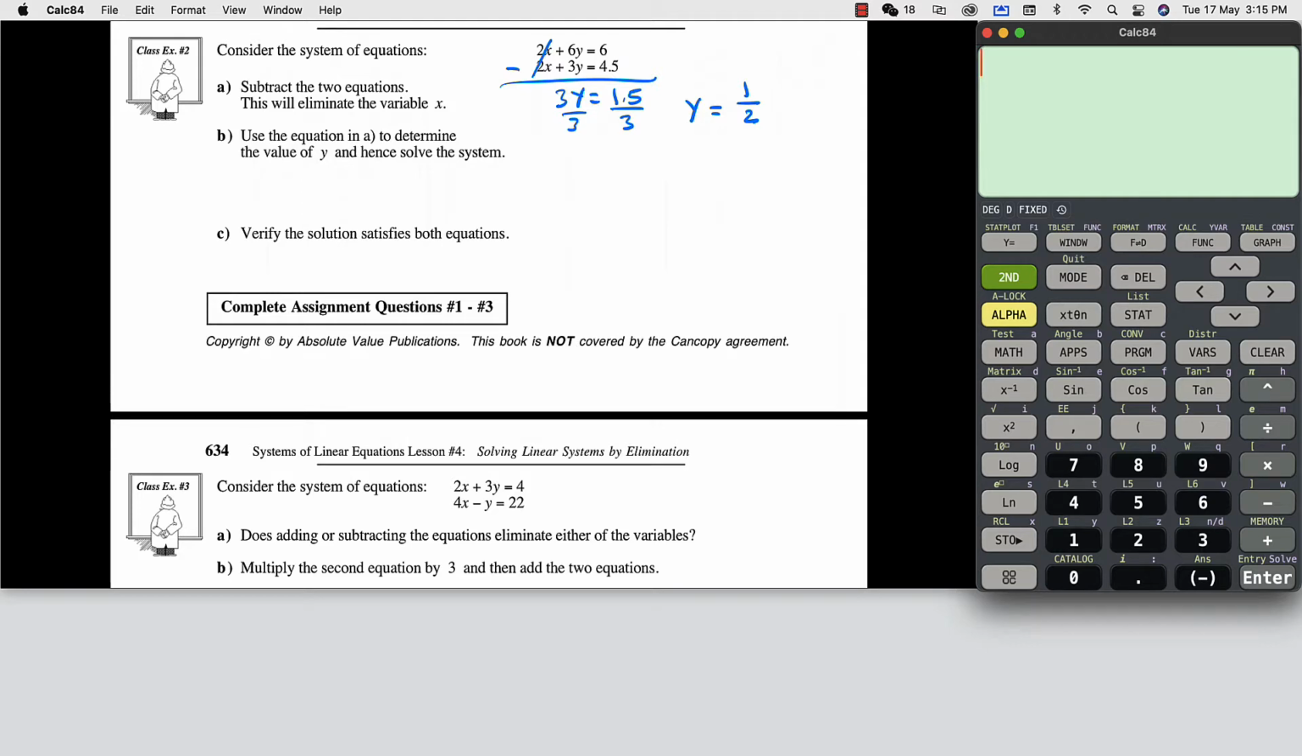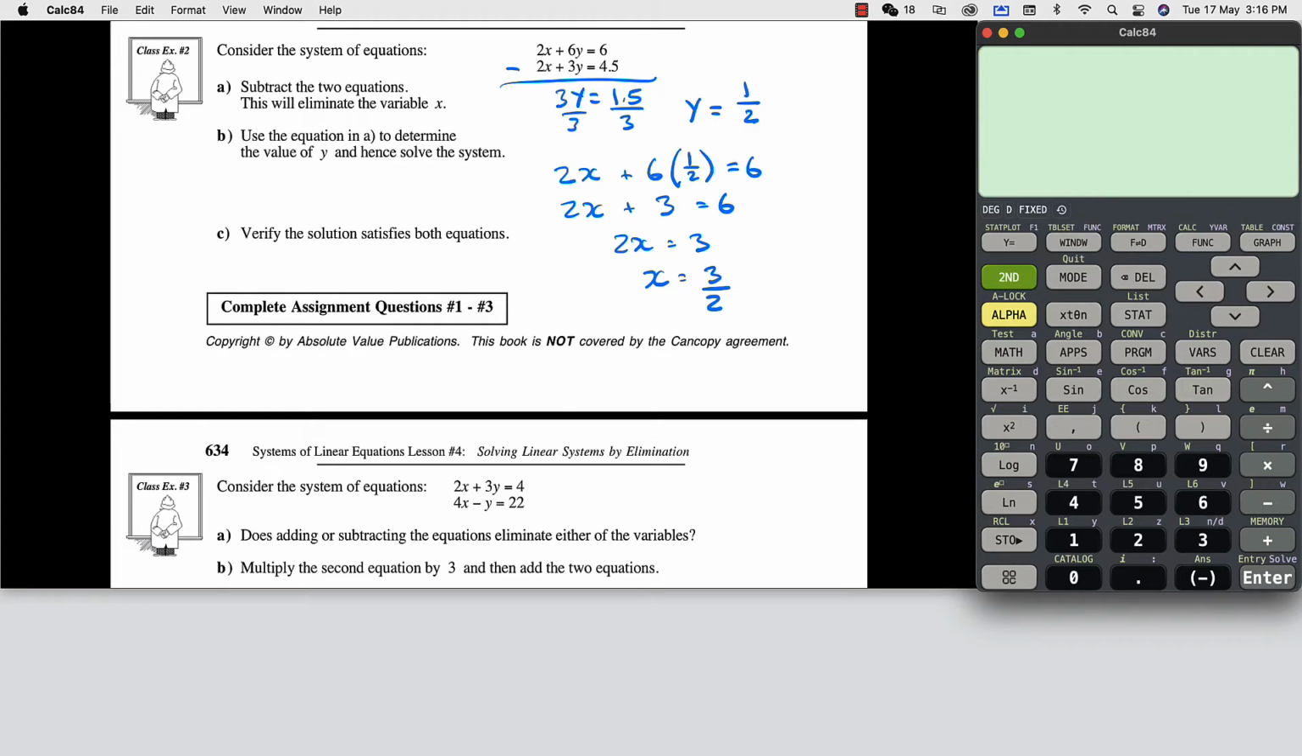Okay, so now that I know y is equal to 1/2, again, I just need to go back into one of these original equations and substitute y with 1/2, and that will allow me to solve for x. So I'll use 2 times x plus 6 times y, which is 1/2, equals 6. 2x, 6 times 1/2 is going to be 3, equals 6. Subtract 3 from both sides. I've got 2x equals 3, and divide both sides by 2, and we get x equals 3 over 2.